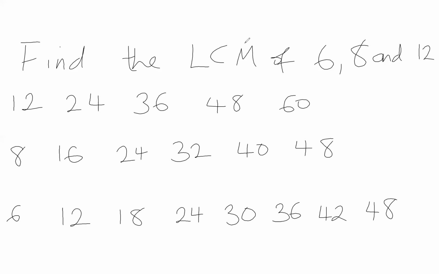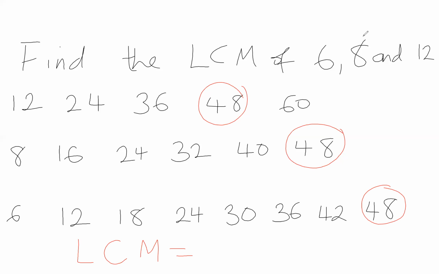So 48 is the lowest common multiple. And because we're talking about multiples, you can always get more multiples that are common, but the lowest one is what we are looking for, which is 48.